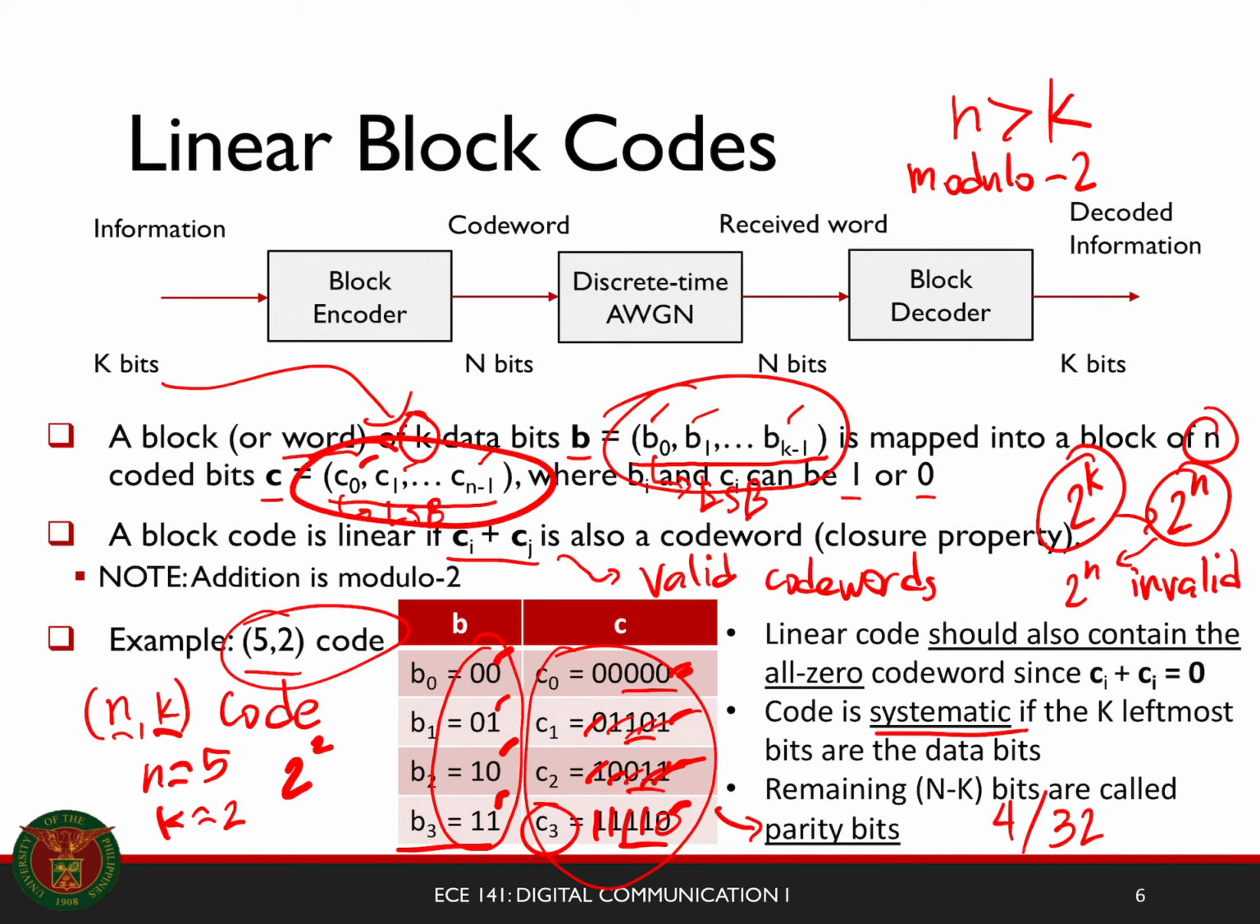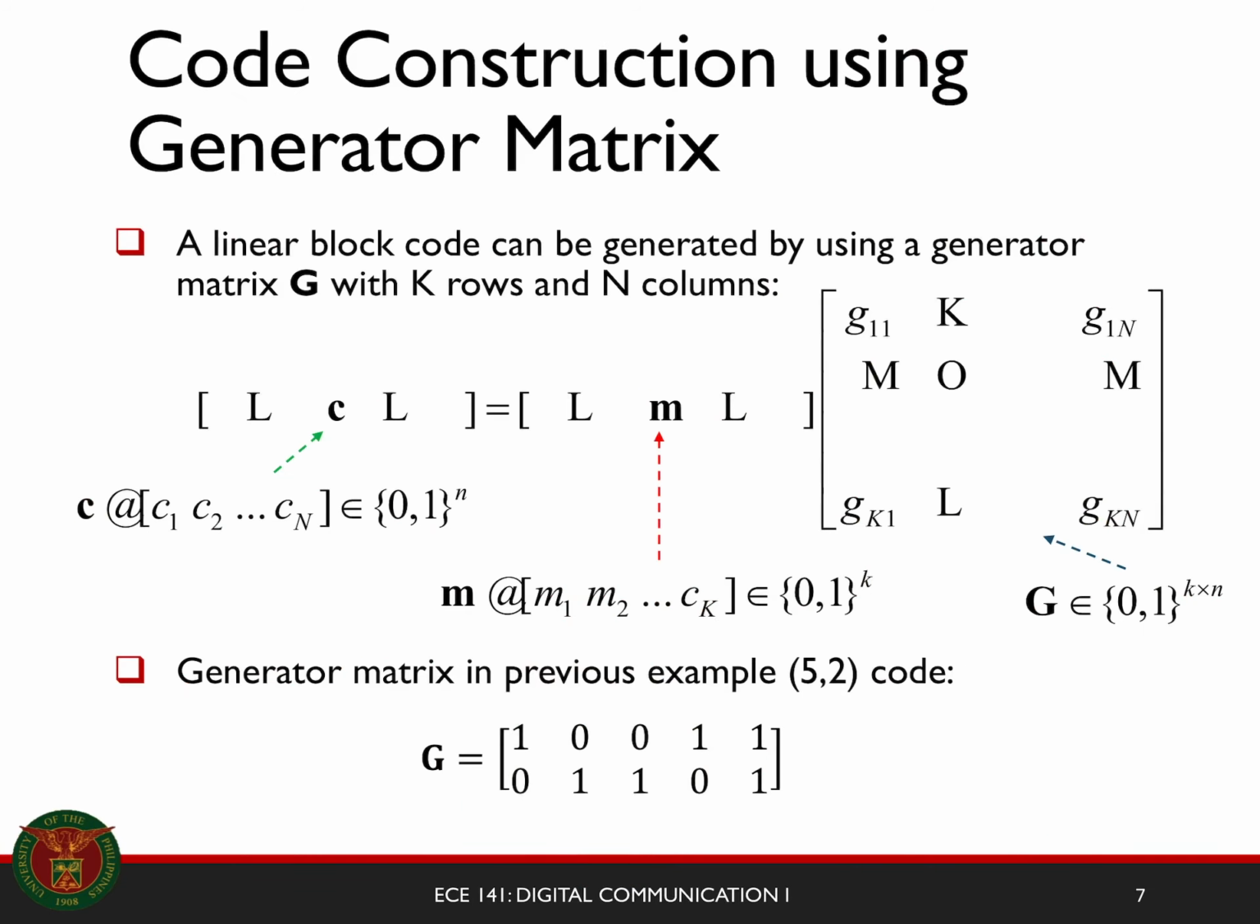Sorry, rather linear. So a code is systematic if your k leftmost bits are the data bits. As you can see here, 0 0 0 0 0, 0 1 0 1 1, 1 0 1 0 1, 1 1 1 1 0. That means this code is also systematic. Alright, so we can proceed.